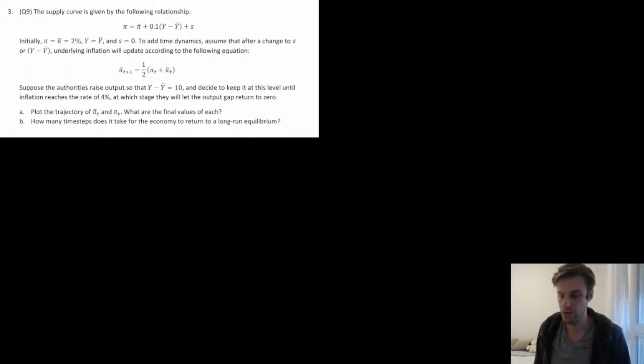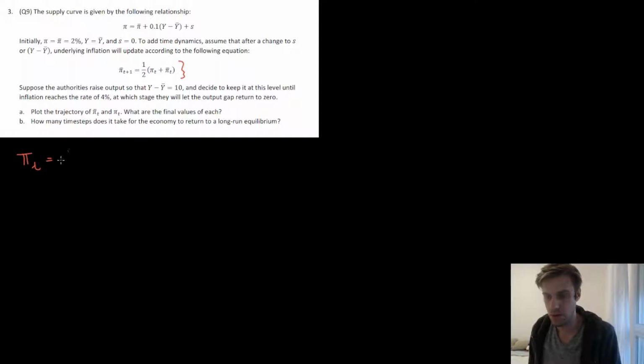All right, hello. Last question for this one, at least the last mathy question. It asks us about this supply curve, which is given by pi equals pi bar plus 1/10 output gap plus s. And then we're going to add time dynamics using this equation. So let's write the output gap first of all with some time subscripts. So we have pi t is equal to pi bar t.